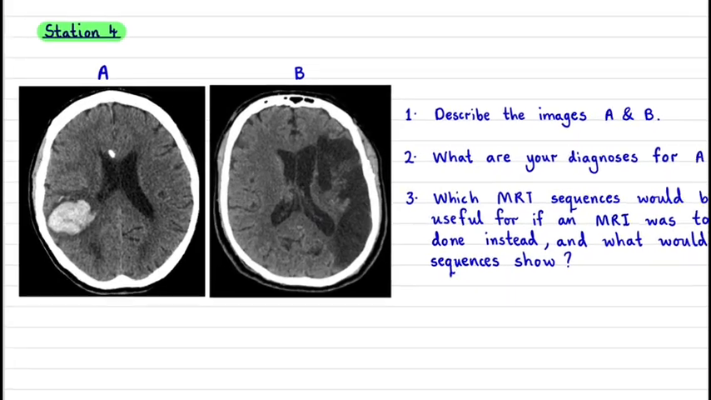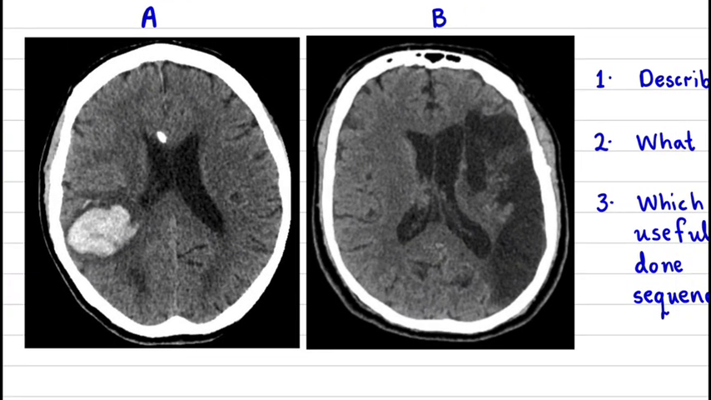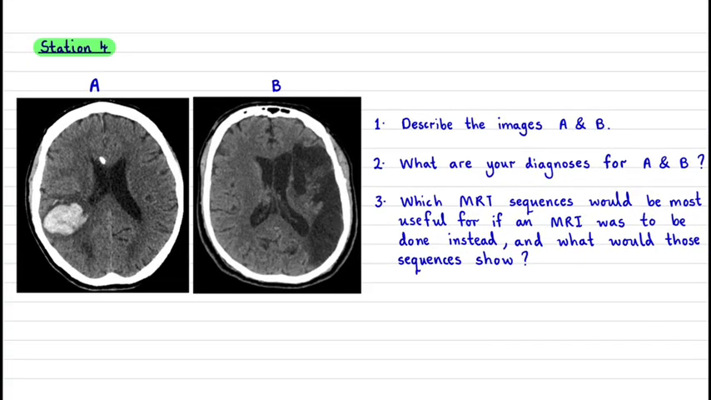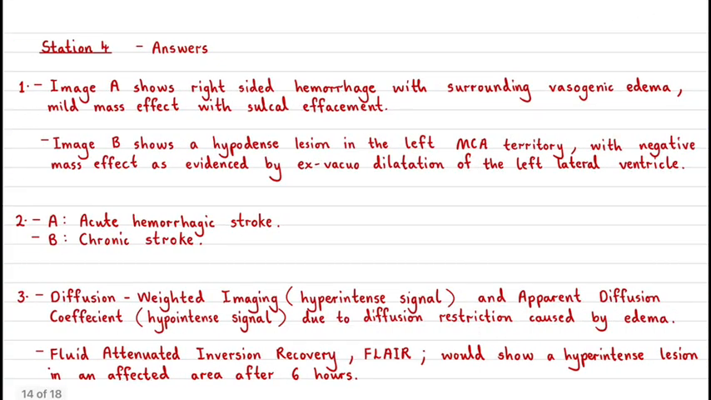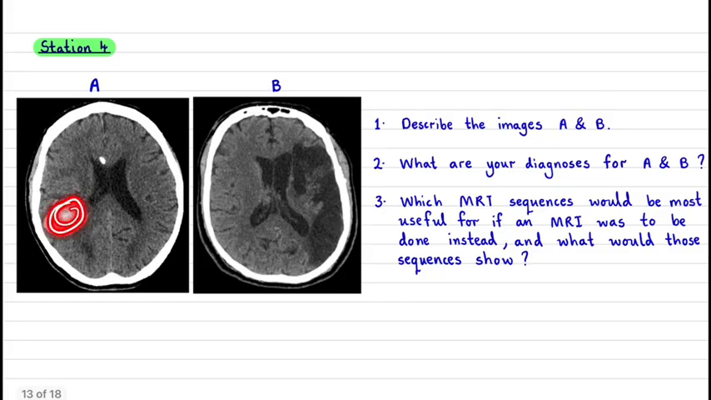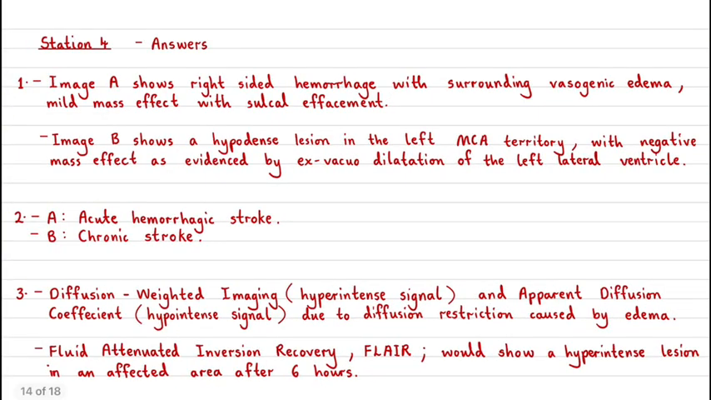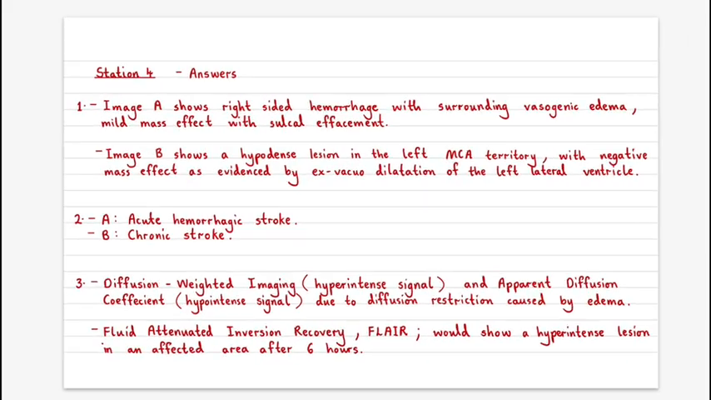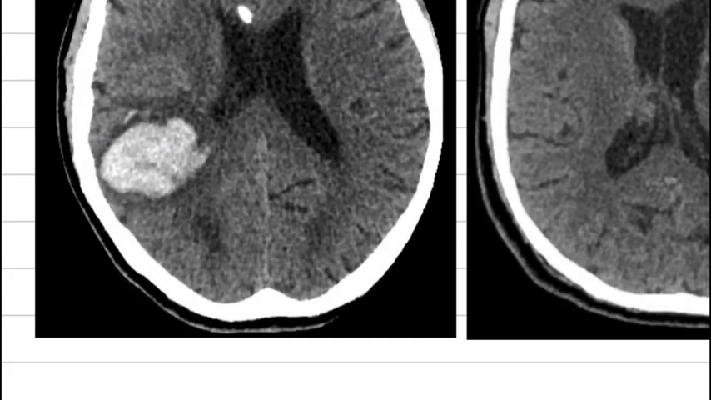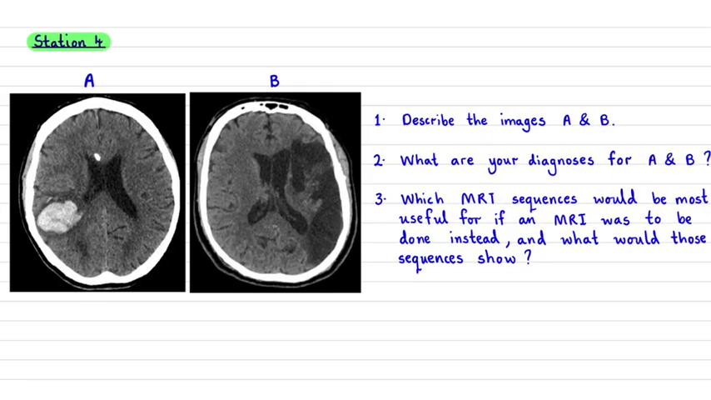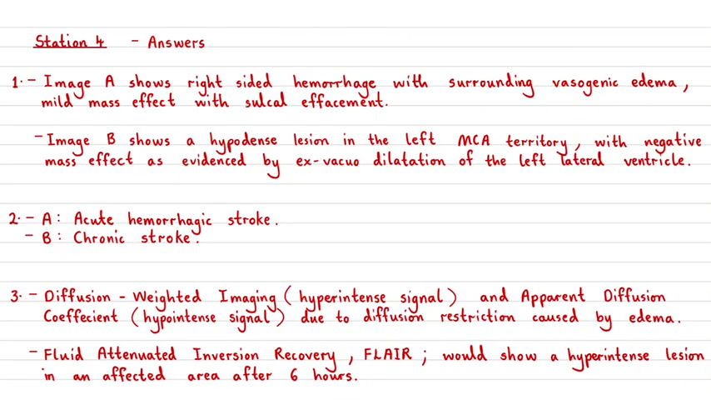So just take a closer look at both images A and B. Image A shows right-sided hemorrhage with surrounding vasogenic edema, mild mass effect with sulcal effacement. So what do we mean by this? Surrounding vasogenic edema is simply this particular darkening area around, that's the vasogenic edema.